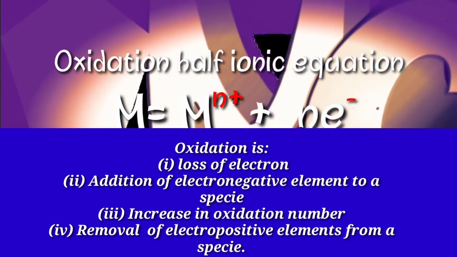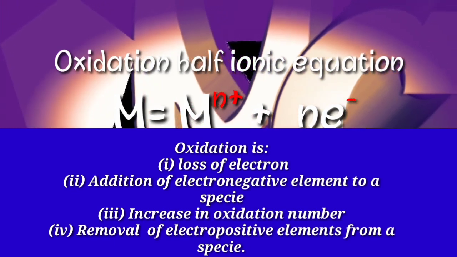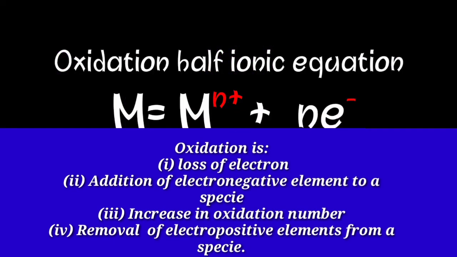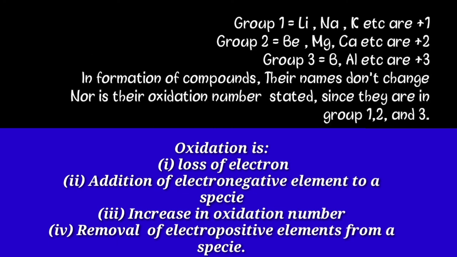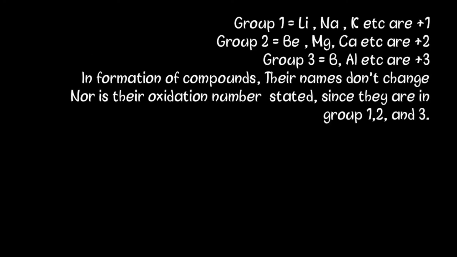That means that if we lose 1 electron, our charge becomes positive 1. Then if we gain 1 electron, it's supposed to be a negative 1. Generally, group 1 is plus 1, group 2 is plus 2, group 3 is plus 3, and their valencies are 1, 2, 3 respectively.